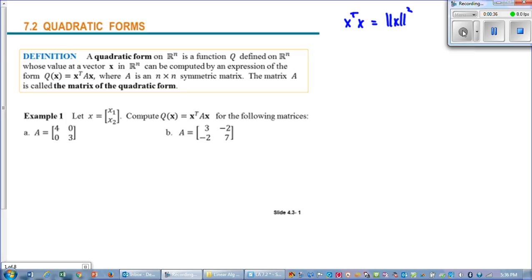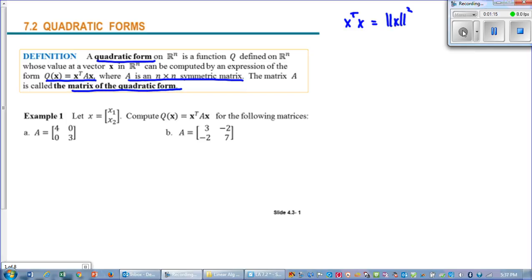So a quadratic form on Rn is a function on Rn that defines a value at a vector x that can be computed in this form. The function's value can be gotten by taking a vector x, taking its transpose, times some matrix A, and then times x itself. And so this is going to create this quadratic form. The matrix A, in this case, will be a symmetric matrix, and it's called the matrix of the quadratic form.